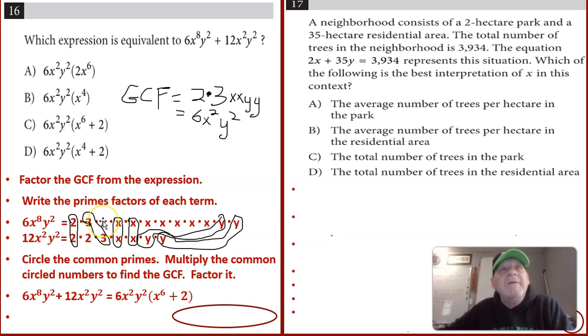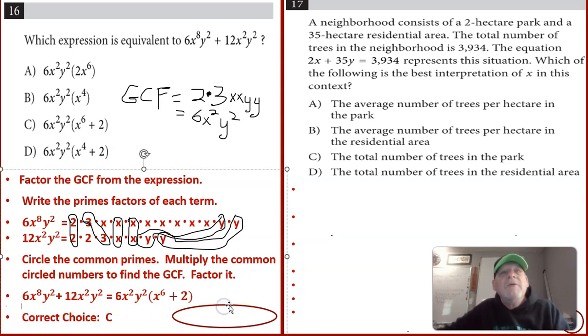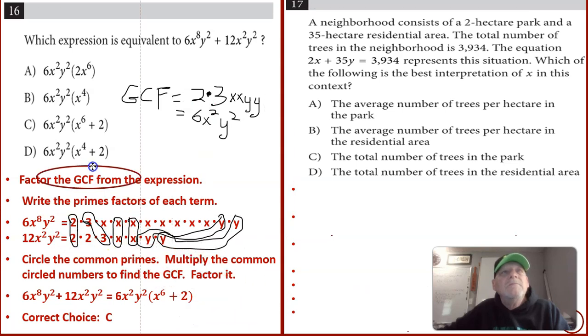Here's an x. I go to the next one, times x, times x, times x, times x, times x. Hasn't been circled 6 times, that's why it's x to the 6th. There's nothing else left because both y's were circled, so that is the only thing that I have in the first term in the parentheses after I factor out my GCF. And then if you look at the other one, the only thing that's not circled is the 2. So that ends up being choice C, and those are equivalent. Hopefully you got choice C.